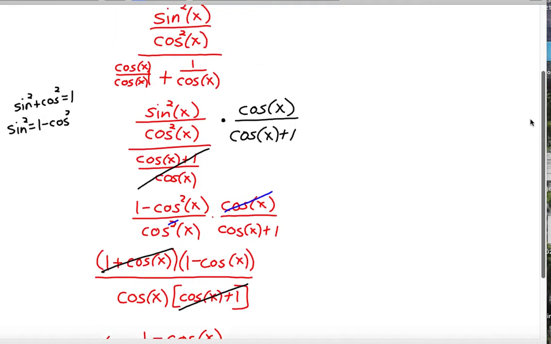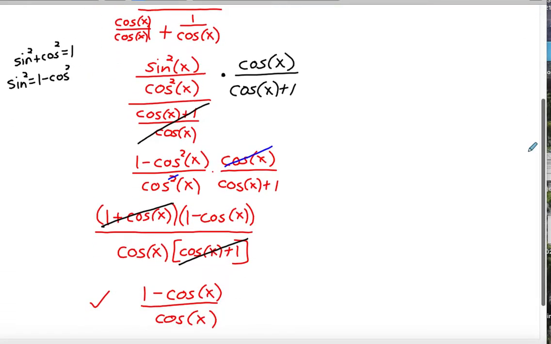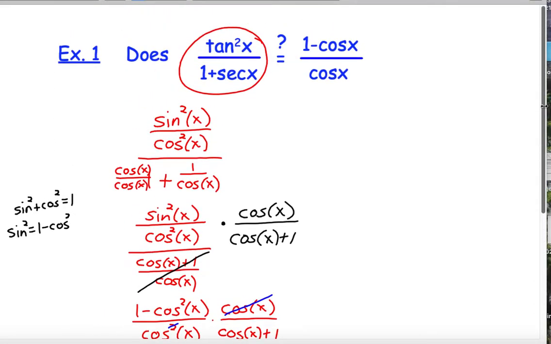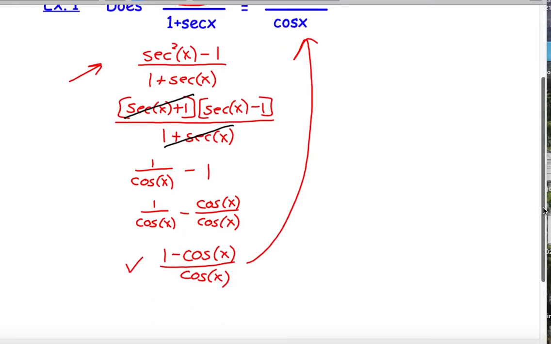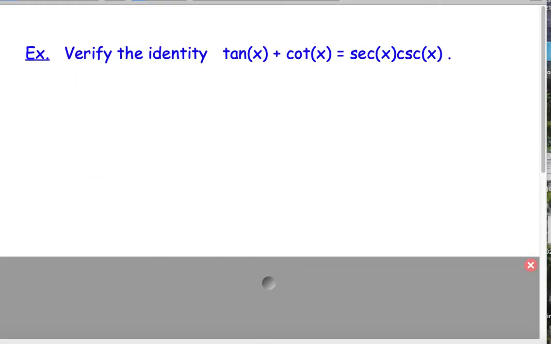So now you'll notice I did this problem 2 different ways. Which way do you like better? A lot of people like to switch things to sines and cosines. But the first way I did it seemed a little quicker and not as much work. So there's usually more than one way to prove a trig identity. And once again, practice is the only way you're going to figure out what's the best way for you. So let's look at this one.